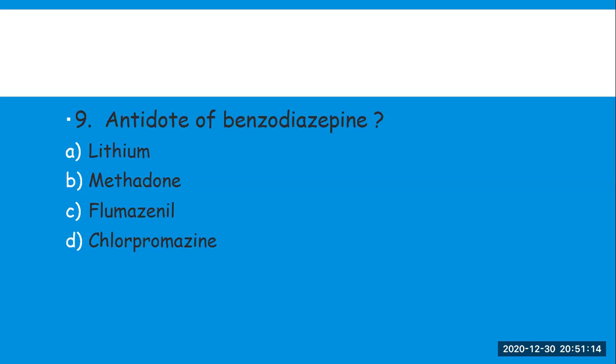Next question. Antidote of benzodiazepine. A, lithium; B, methadone; C, flumazenil; and D, chlorpromazine. So the right answer is flumazenil.